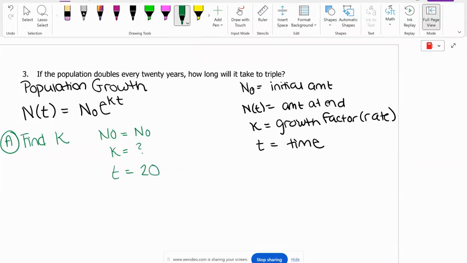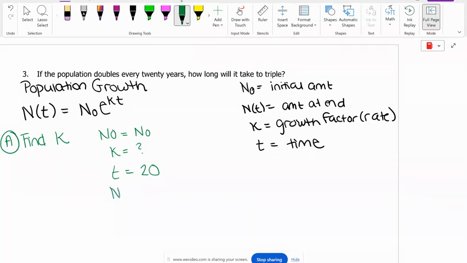Well, isn't the question how long would it take to triple? Well, we're doing two parts. I first have to find K before I can find how long it will take to triple. I don't have enough information right now to figure that out right away. That's why we're making this into a two-phase problem.